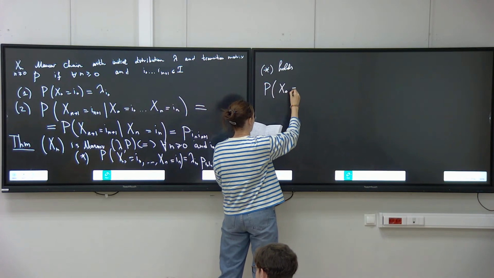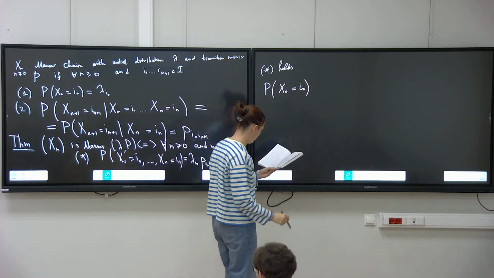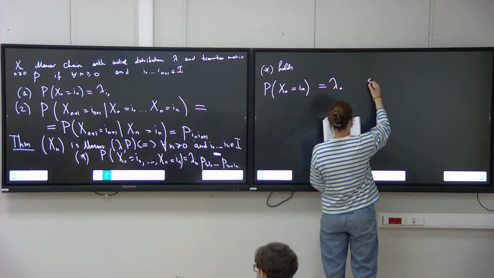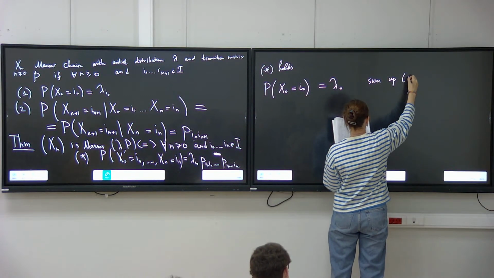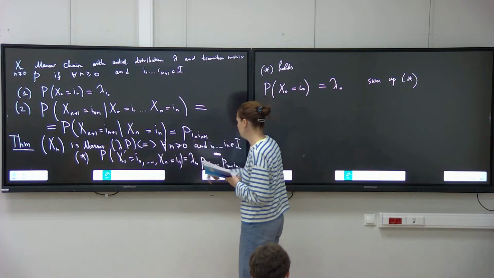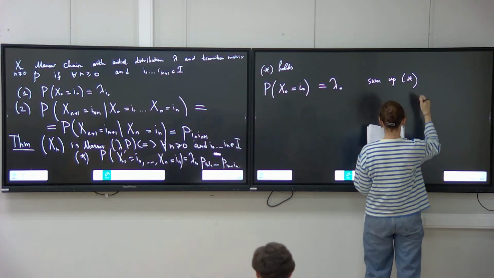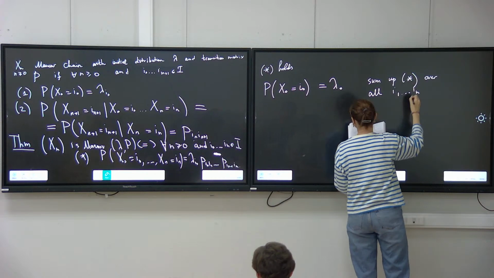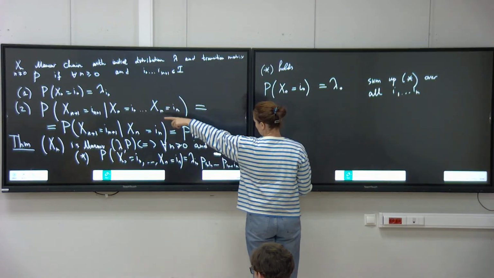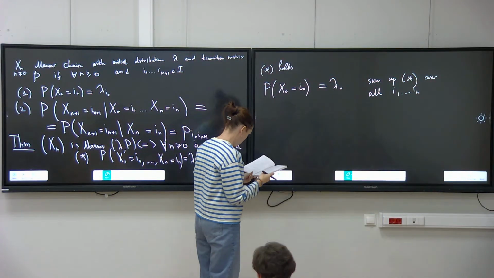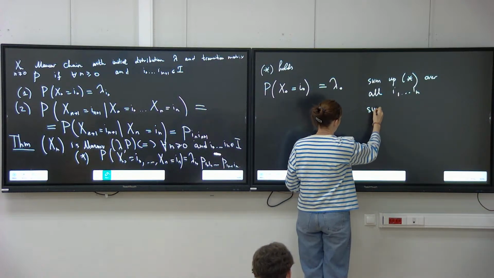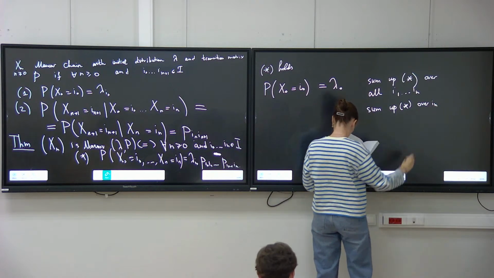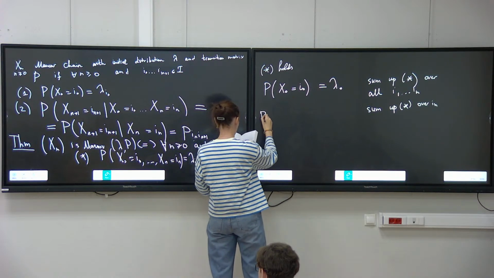the probability that x0 is equal to I0 is exactly lambda 0. How did we get it? We summed up the star condition because it was true for all n. So we sum up over all of them, over all I1, In. And now, in order to get the second condition from the definition of the Markov chain, we need to make the sum just over In.